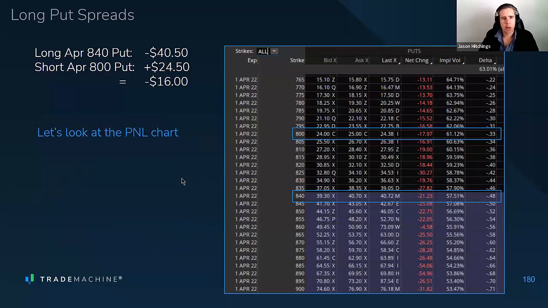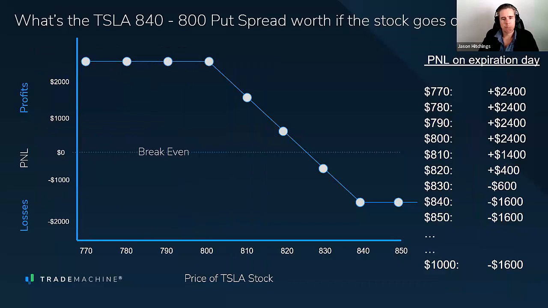Okay, so let's map it out. If Tesla goes up to the right, we lose all of the money we put in, which was $1,600. As Tesla starts going down, we can buy it at a lower price and sell it at a higher price, and so we start making money. Our break even is when it goes down about $16 from where it is now.